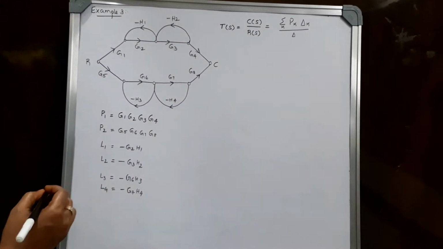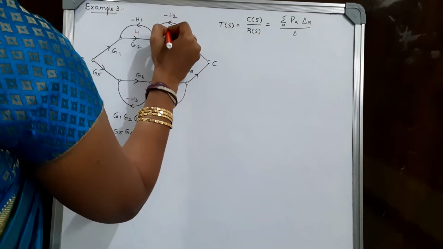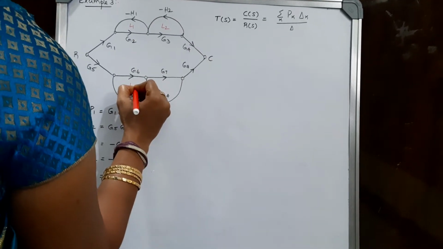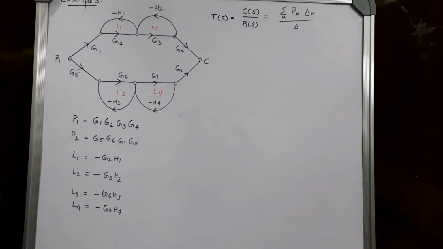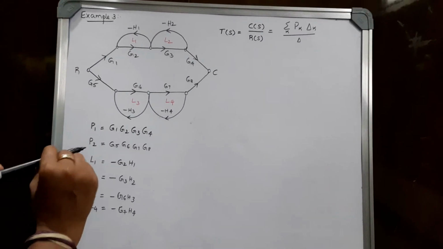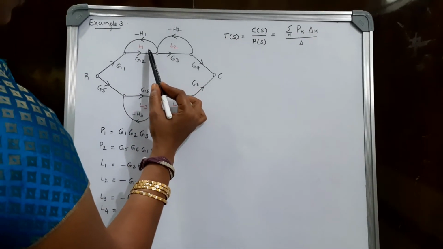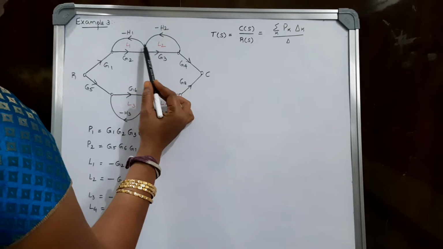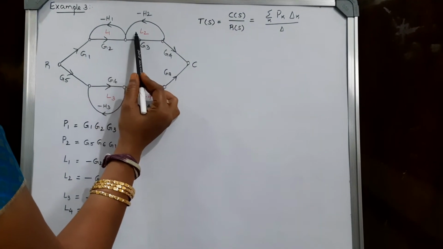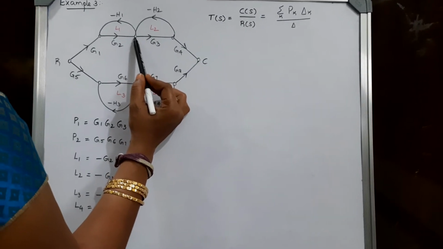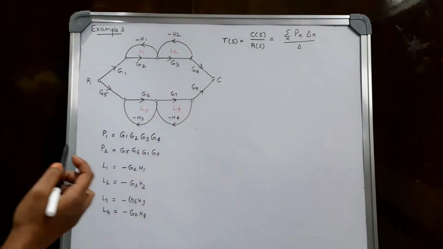Now is to find out the non-touching loops. As we are all aware, this becomes L1, this becomes L2, this becomes L3, this becomes L4. By definition, non-touching loops are those loops which do not share a common node. Let's take the first combination, L1 and L2. You can see here at this particular node these two loops are sharing the same common node. So I can't treat this combination of L1 and L2 as non-touching.